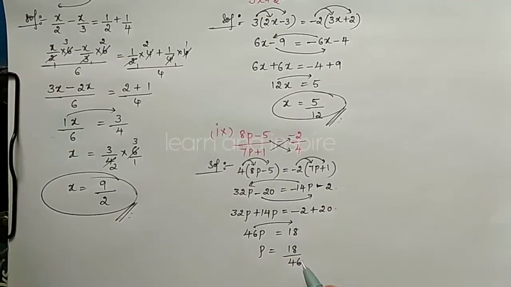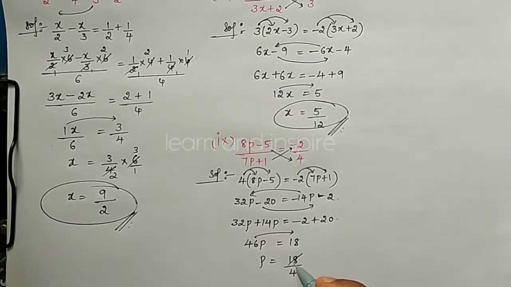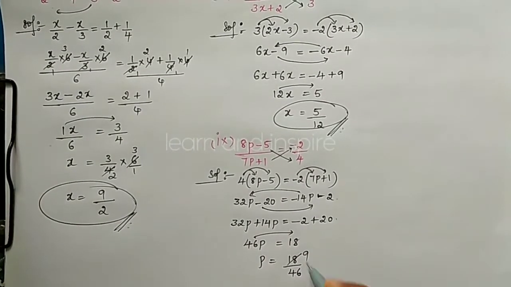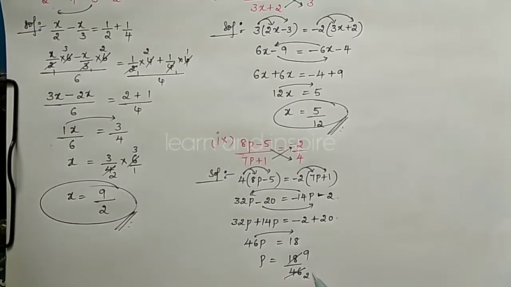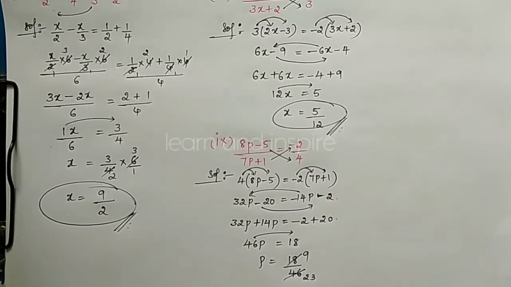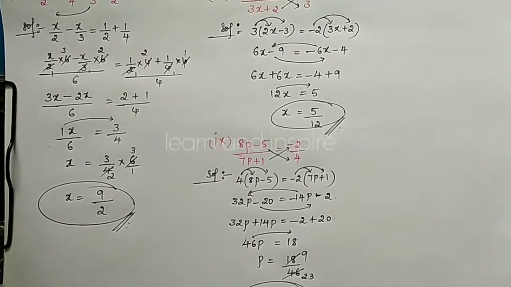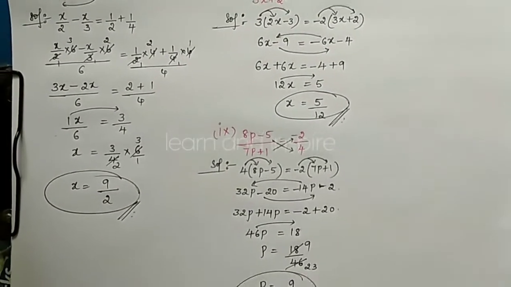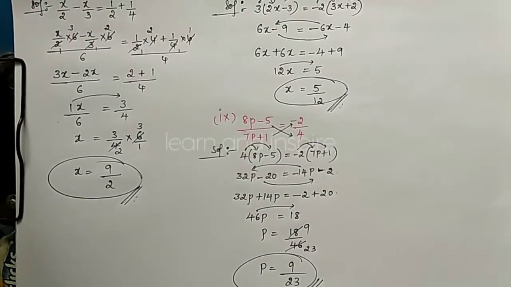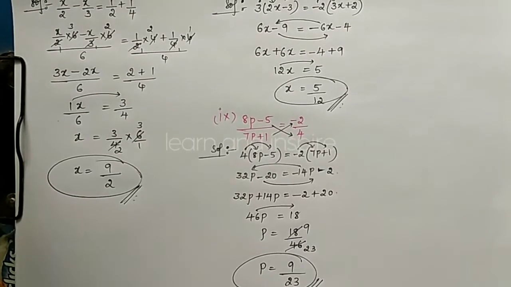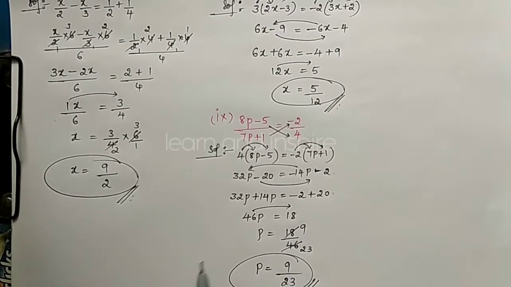Is there any cancellation? Yes, we can cancel with the 2. 2 9s are 18, 2 2s are 4, 2 3s are 6. P is equals to 9 by 23. So this is the value of P. P is equals to 9 by 23. So this is question number 9.